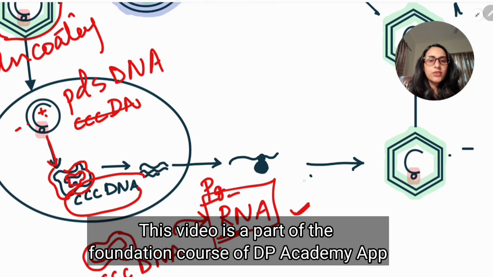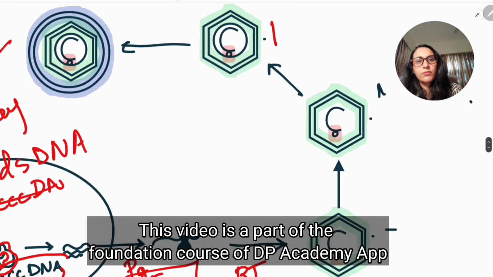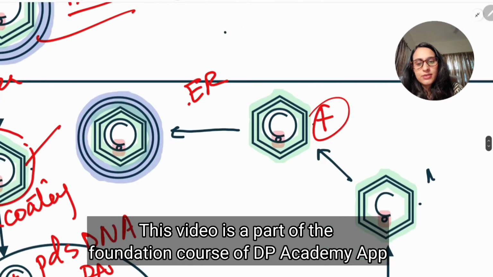So, with the help of this reverse transcriptase, this RNA is converted to DNA again. The first strand that is synthesized is a minus strand, and then the plus strand is formed. Here the plus strand is also formed. So first the minus strand is formed, then the plus strand is formed, and in the endoplasmic reticulum it is assembled.